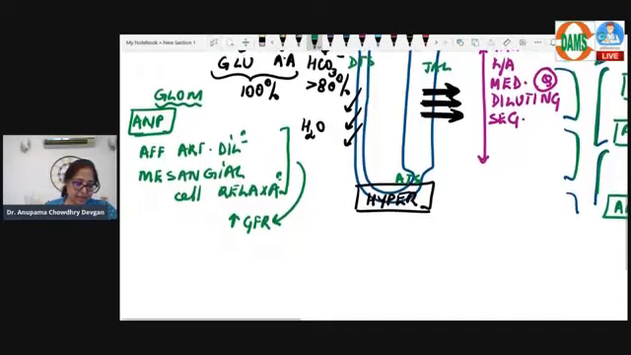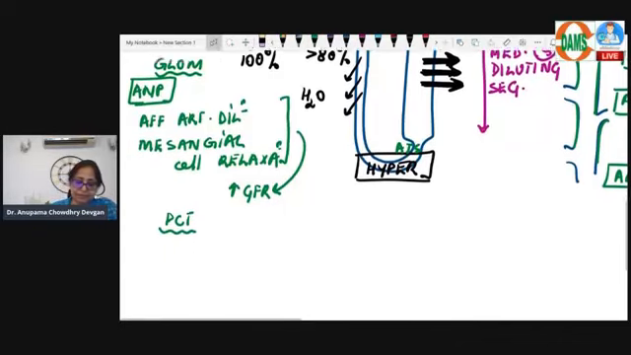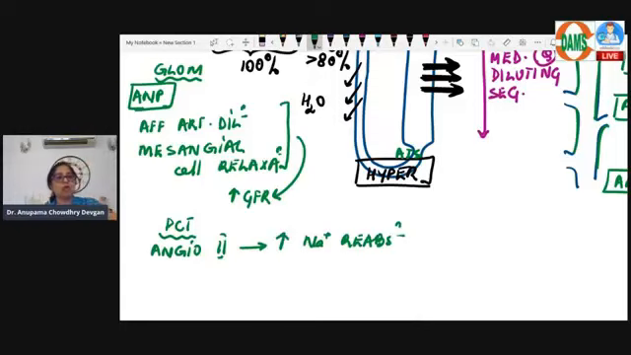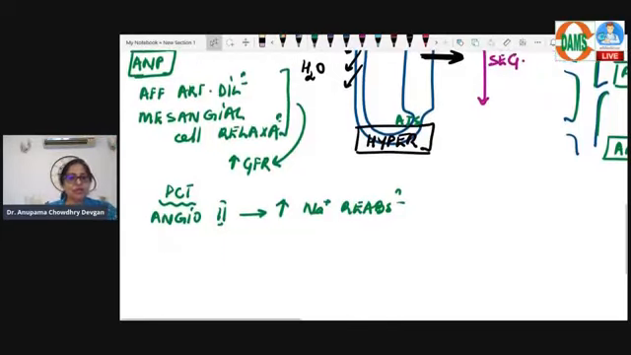Now, which are the hormones which act on the PCT? Hormones acting on the PCT. Number one, angiotensin 2. It increases the sodium reabsorption. Please understand, when you say reabsorption, it means it goes from the tubular lumen into the blood, into the surrounding capillaries. When I say secretion, that means it comes from the blood into the tubular lumen. Angiotensin 2 increases sodium reabsorption in the PCT.